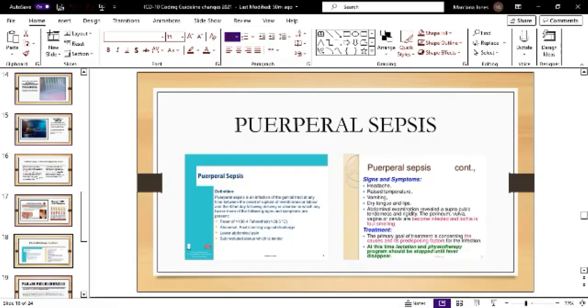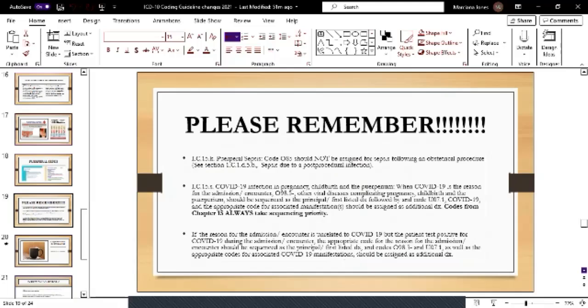And the treatment: the primary goal of treatment, usually concerning the causes, is the predisposing factors for the infection. So they'll tell you here, as you can see, they want you to stop lactation as well until the fever disappears. They won't want you to be passing any infections along to your newborn.